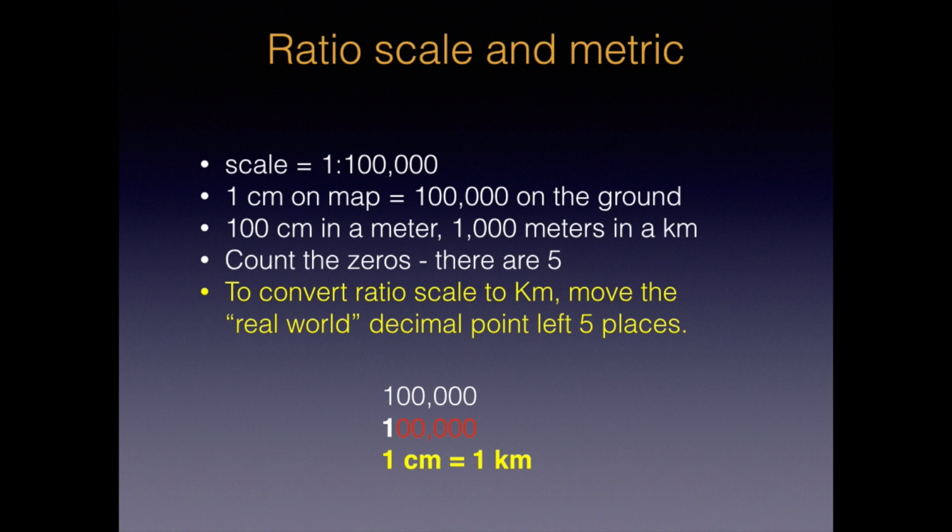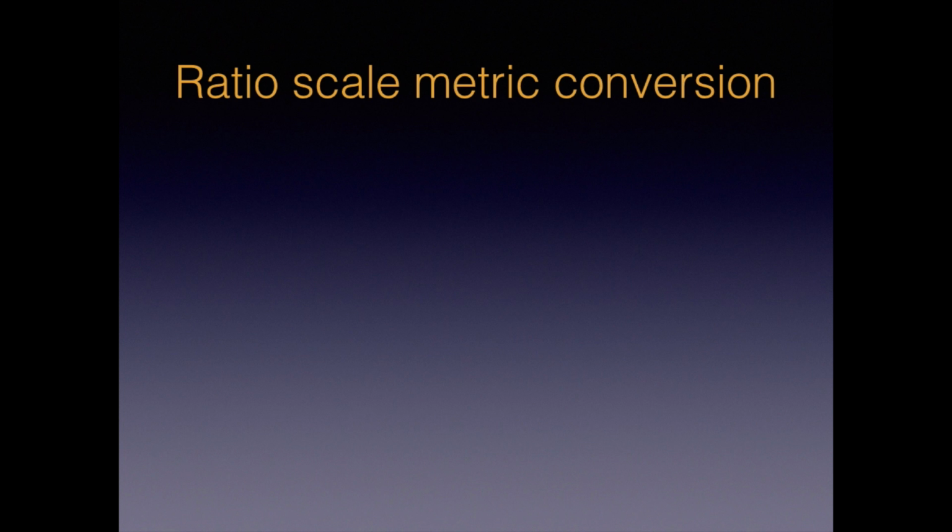In this example, the real-world half of the ratio is 100,000, so moving the decimal point left 5 places deletes the red zeros and leaves us with 1. So a ratio scale of 1 to 100,000 means that 1 centimeter on the map equals 1 kilometer on the ground. Okay, now you try a couple. If the ratio scale is 1 to 1 million, 1 centimeter on the map equals how many kilometers on the ground?